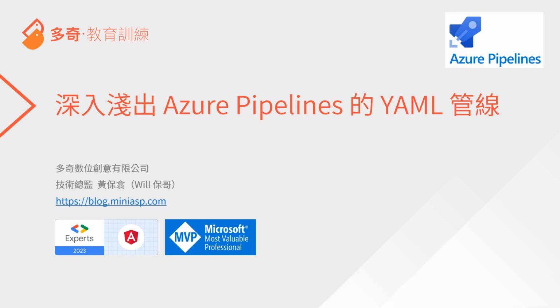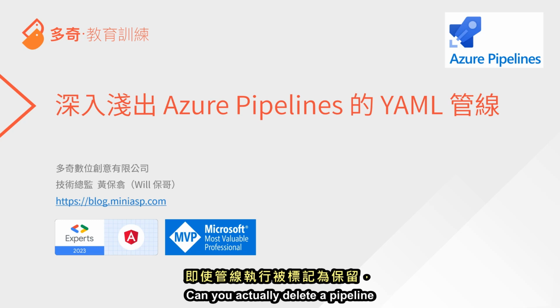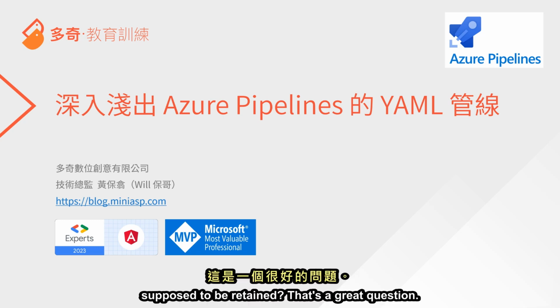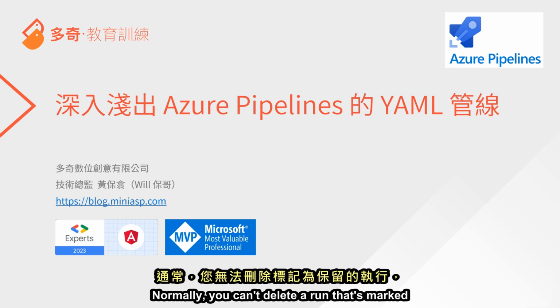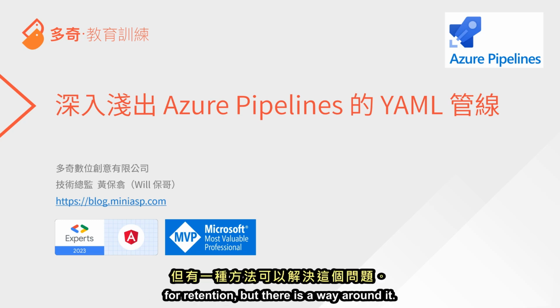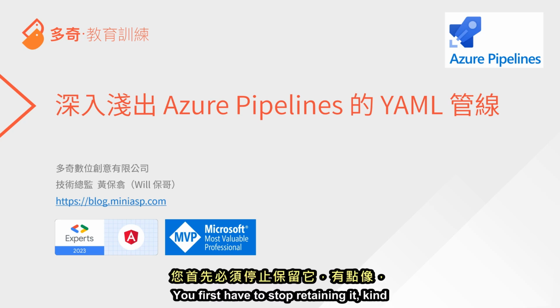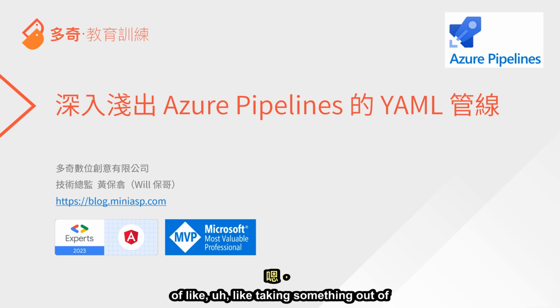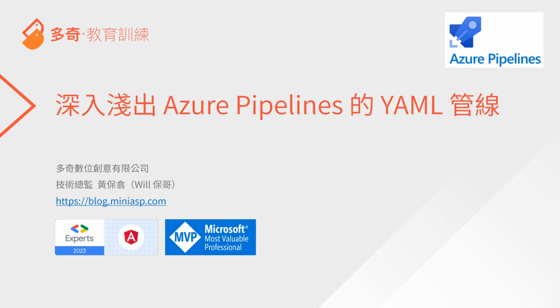But before we move on, there's something I've always wondered. Can you actually delete a pipeline run, even if it's supposed to be retained? That's a great question. Normally, you can't delete a run that's marked for retention, but there is a way around it. You first have to stop retaining it, kind of like taking something out of a time capsule before you can open it. Makes sense.